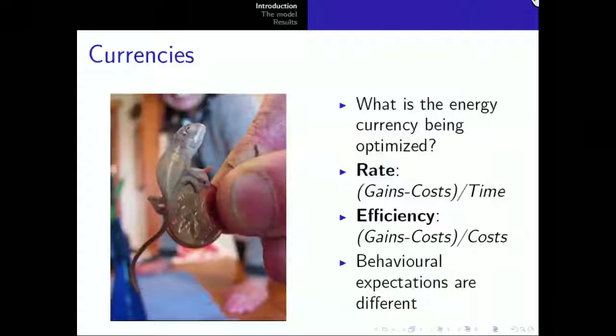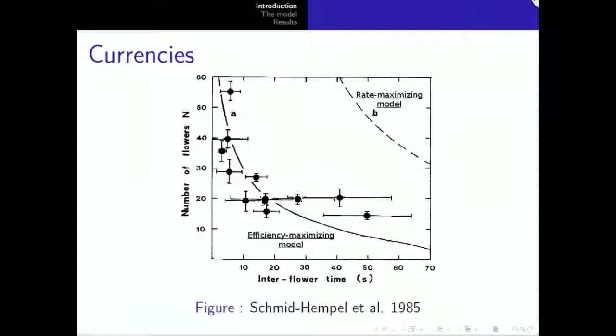The behavioral expectations for both of these currencies are actually quite different. This is a model from Schmid-Hempel et al., who did some work with honeybee foraging. They spaced the flowers differently in these foraging experiments and found that you get different results depending on which currency you're optimizing. They fit an efficiency maximizing model and a rate maximizing model, and their data actually fit the efficiency maximizing one quite a bit better. So this just demonstrates that you can get different results depending on which currency the organism is optimizing.